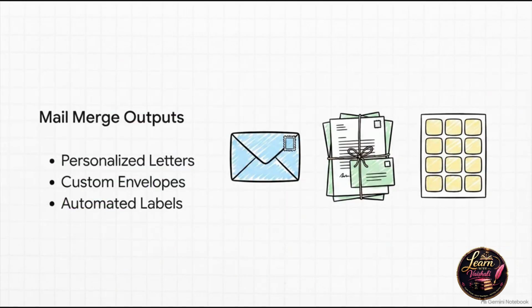And what's really fantastic is that Mail Merge isn't just restricted to letters. It effortlessly handles the creation of custom envelopes and automated labels too, providing you with a complete, professional package. You print the 500 letters, and you immediately print the 500 matching envelopes or mailing labels to go right along with them. It's the whole shebang.